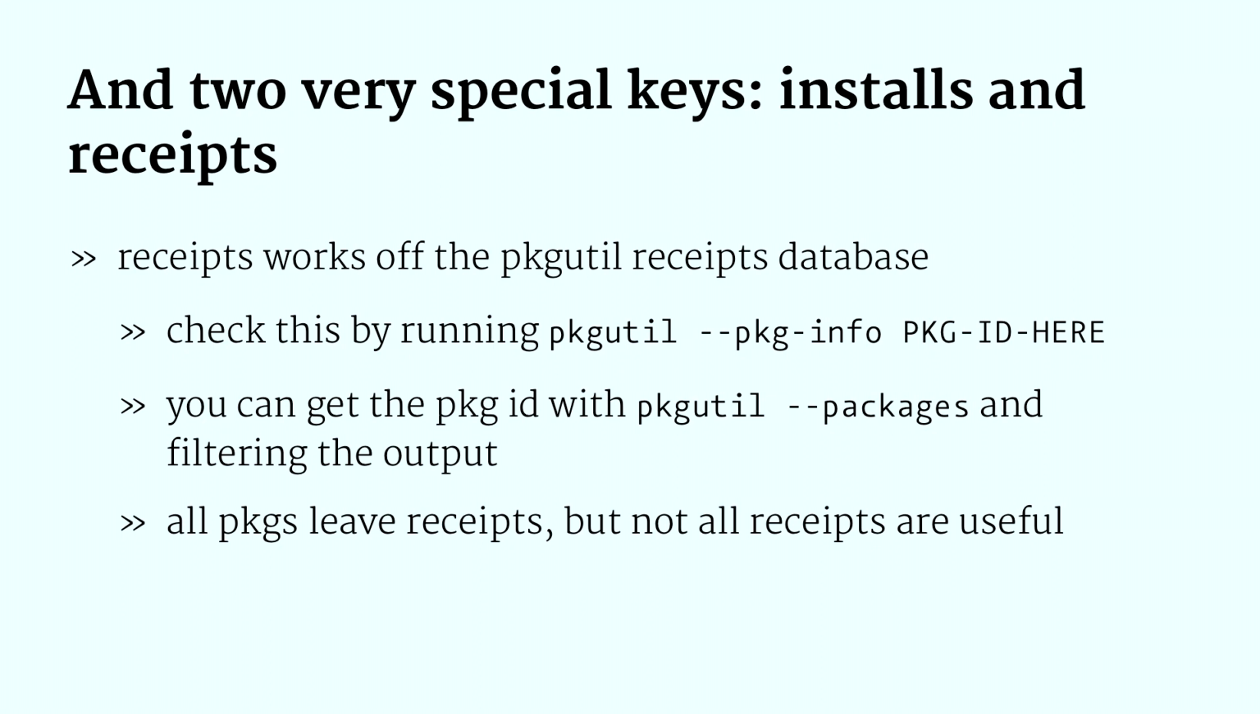You can check that manually if you run pkgutil --package-info and the package ID, which is usually like a reverse website thing, so com.apple.safari or something like that. That'll tell you what receipts things are leaving. So that's another way to double check your work if you've got that looping over and over install. All packages leave receipts. Not all receipts are useful because not every developer understands the package environment.